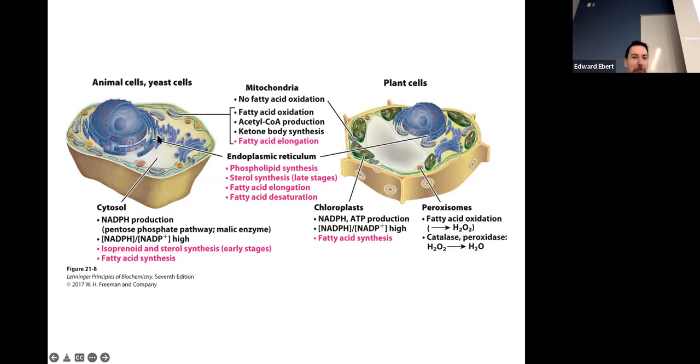All right. So if we look here at our animal cells, and I always like this yeast. And it's like, what is yeast? Is it a plant? Is it an animal? But we can see our cytosol, our NADPH production in there.